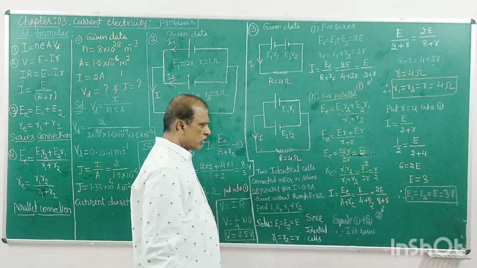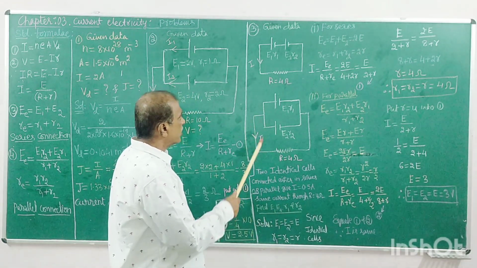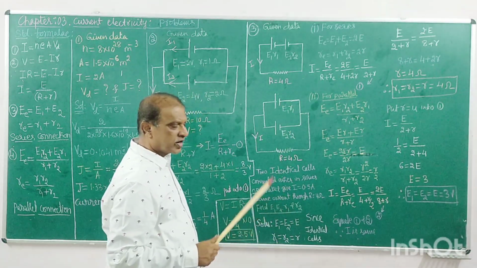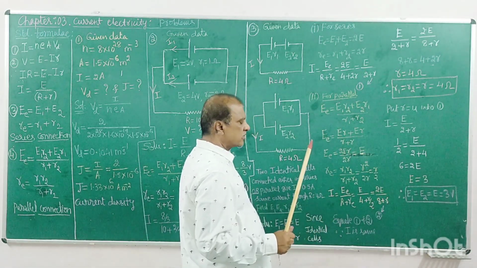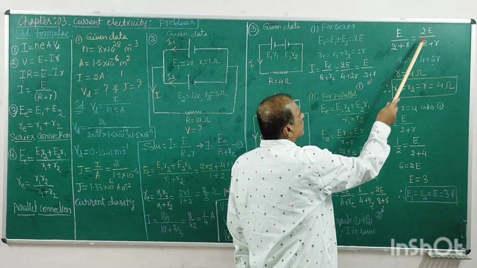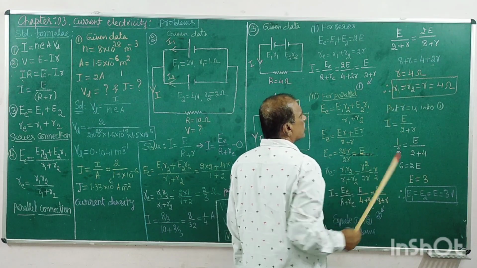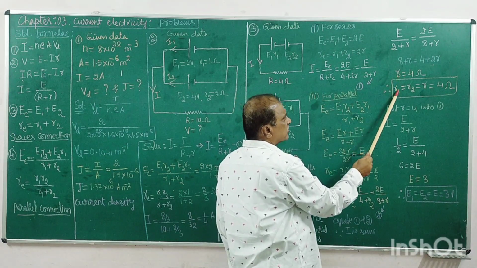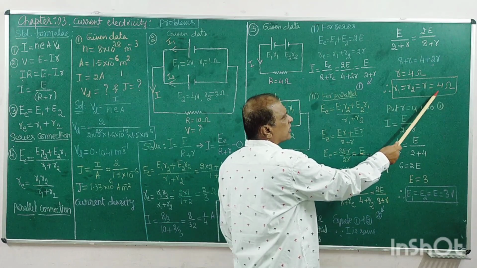Call this equation 2. And the data says the value of I remains the same. That means the left hand sides are the same, so the right hand sides must be equal. Let us equate the right hand sides and see what we get. E cancels. Then simplify and cross multiply, and you get r equals 4 ohm. After equating, you get the value of r. That is, r1 equals r2 equals r equals 4. The internal resistance of both cells is 4 ohm.